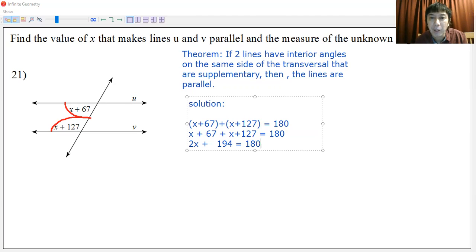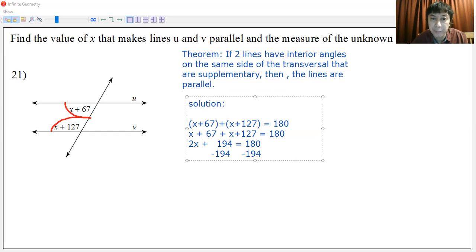Next step is to subtract. Subtract which one? The 194. So we're going to subtract the 194 from both sides.